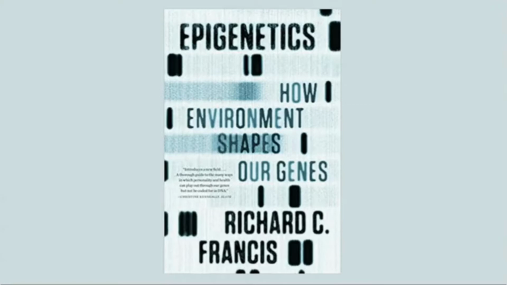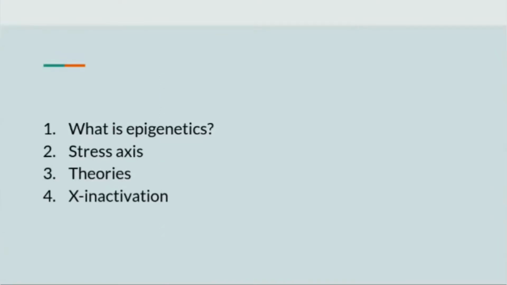Here's the cover. We've talked about this concept in class before, although we didn't use the word epigenetics, about heredity versus environment. The book focuses on four main concepts: the basics of epigenetics, the stress axis, theories that can lead to epigenetics, and X inactivation.